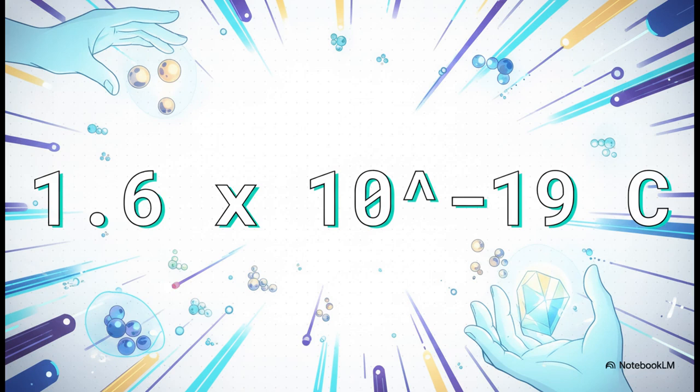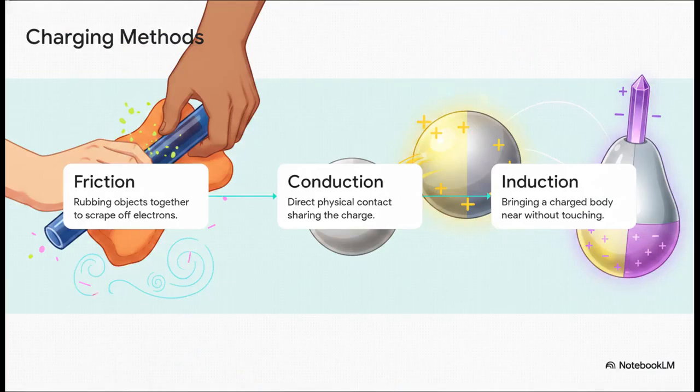This incredibly tiny number, 1.6 times 10 to the power of negative 19 coulombs, is the exact charge of a single electron. And this brings us to a massively important rule called the quantization of charge. Basically, it means charge can only ever be transferred in fixed, unbroken packets. You cannot transfer half an electron. Any charge on any body in the entire universe has to be a complete integer multiple of this exact specific number. No exceptions. So how exactly does a totally uncharged, neutral body get this charge in the first place?